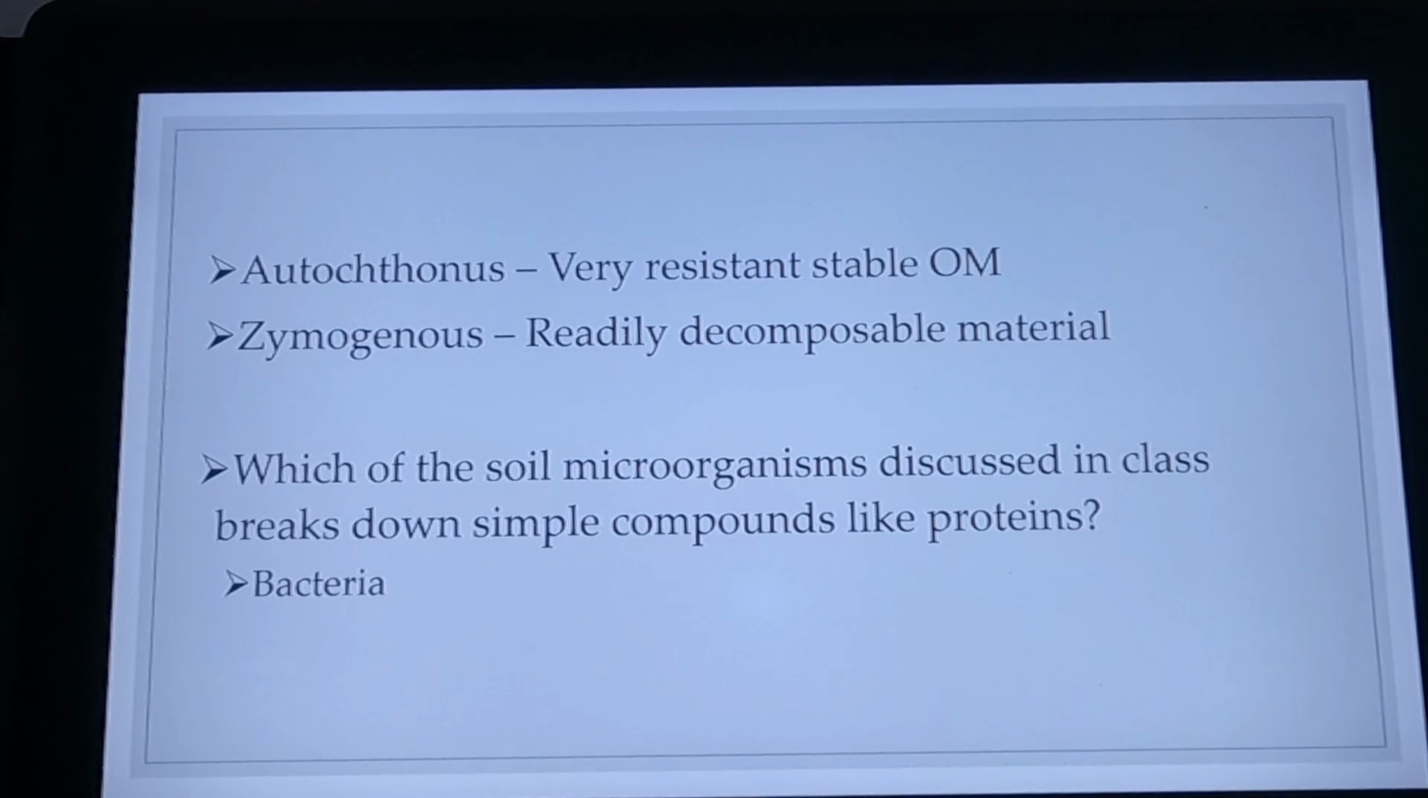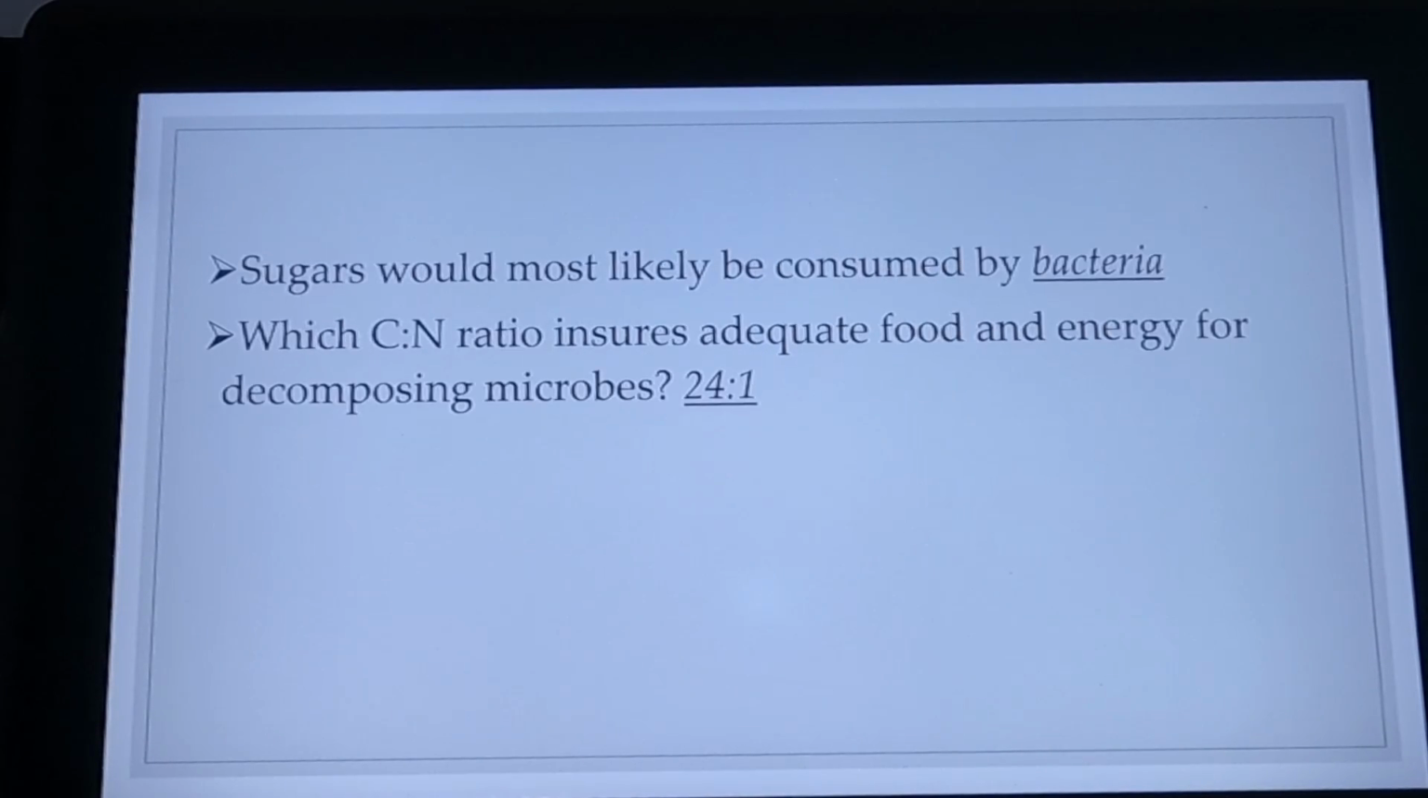Also, some people were a little off on the simple compounds being broken down by bacteria. Sugars and simple proteins are broken down by bacteria. This one is going to be important when we move forward. This carbon to nitrogen ratio, 24:1, is like the middle. So the range does go from 20:1.